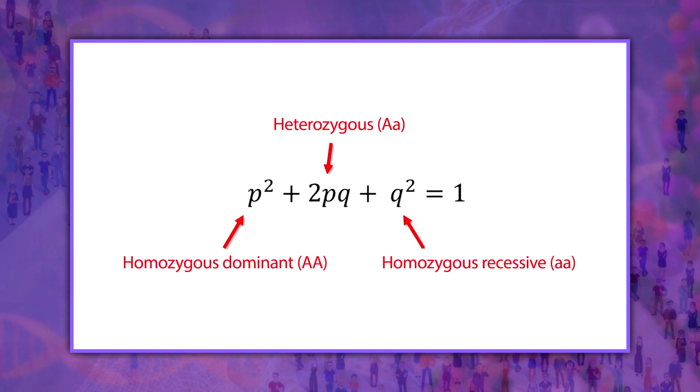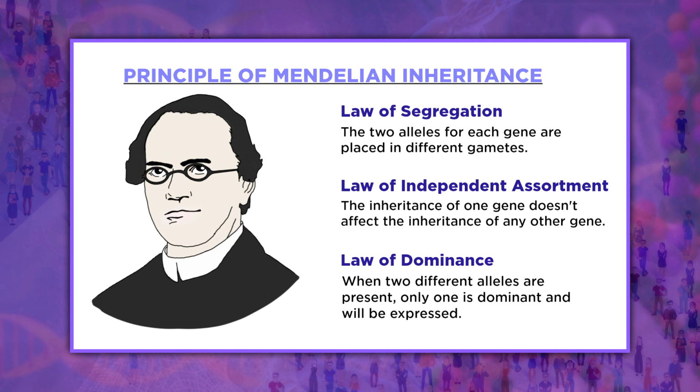In this equation, p squared represents the predicted frequency of homozygous dominant individuals in a population, while 2pq represents the predicted frequency of heterozygous individuals, and q squared represents the predicted frequency of homozygous recessive individuals. That means p represents the dominant allele, whereas q represents the recessive allele. In the development of this equation, Hardy and Weinberg extended established Mendelian principles of inheritance to population genetics.